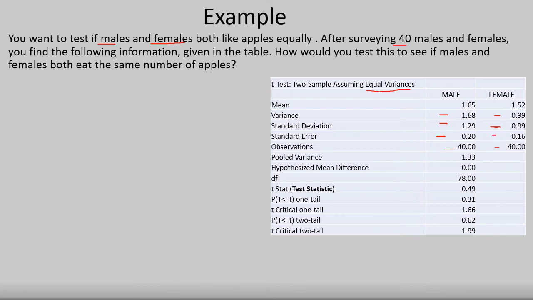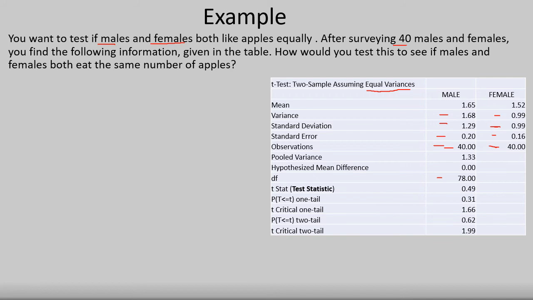The pooled variance of this combined data is 1.33. We set our hypothesized mean difference to be equal to 0, so that the mean is basically the same. The degrees of freedom was calculated by adding up the number of samples minus 1 for each category. So you simply do 40 minus 1 for males, 40 minus 1 for females, and add them up and you will get 78.